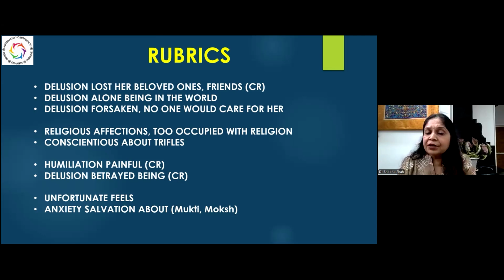Then delusion, betrayed being. Husband ने तो betray किया ही था. And that is how Hura patients start feeling themselves unfortunate. And finally, there is also a rubric that when the Hura patient goes into all this, there is an anxiety about salvation. They feel that because of all this, they will not get moksha or any mukti out of this.